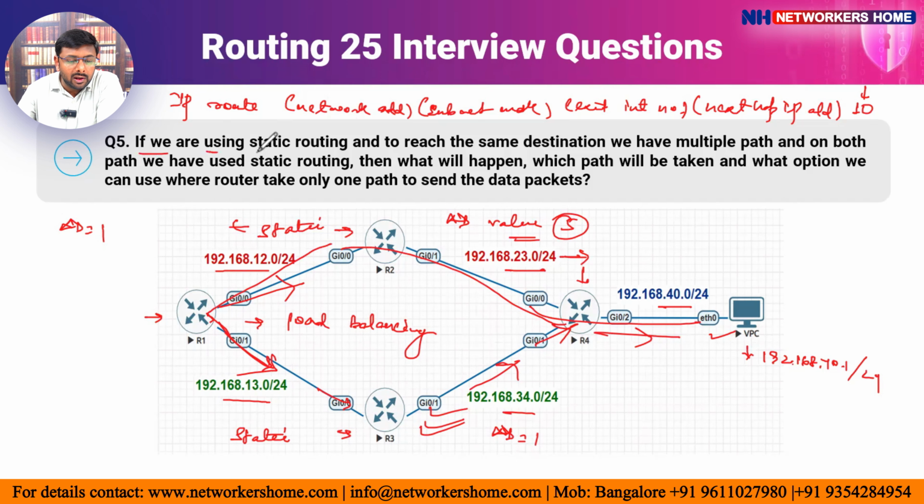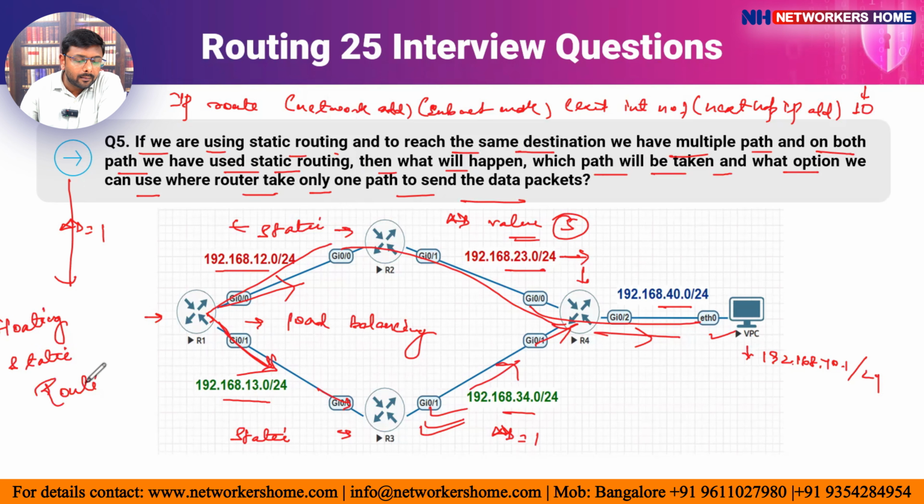So what it is saying is, if you are using static routing to reach the same destination, and we have multiple paths, and on both paths we have used static routing, then what will happen now? Which path will be taken, and what options can we use, where the router considers only one path to send the data packets? For that we have these options, and this term is called floating static routing.